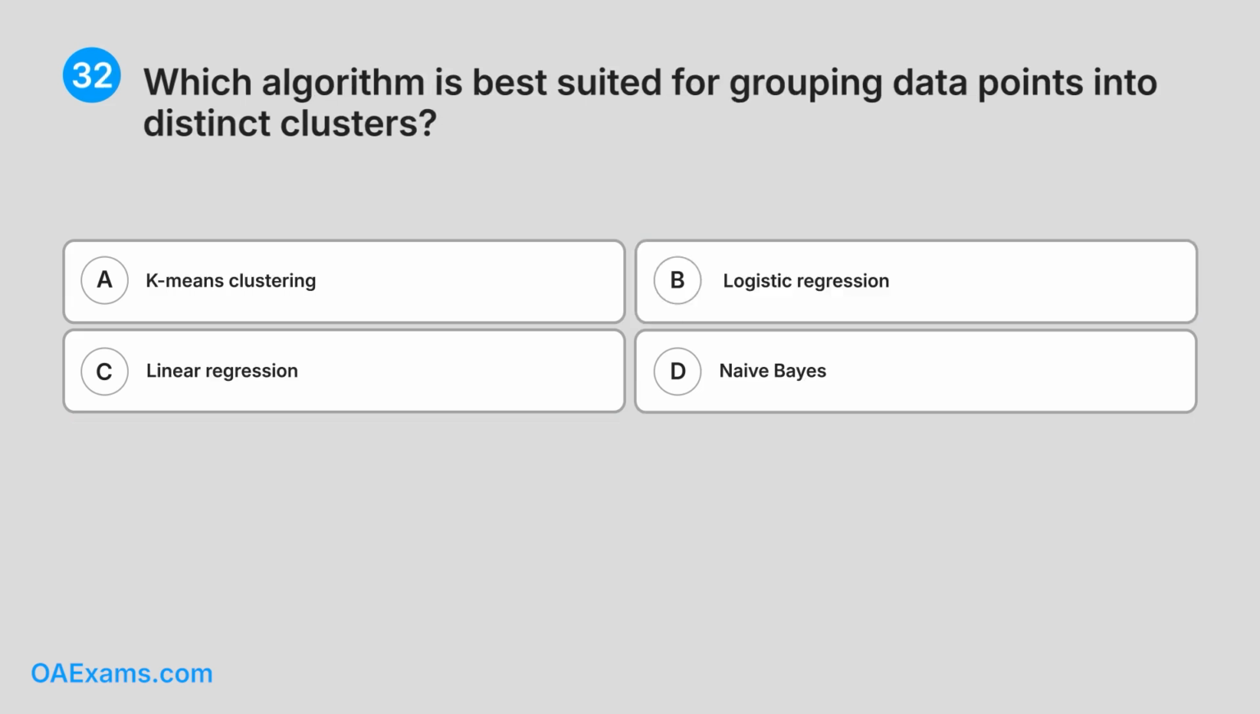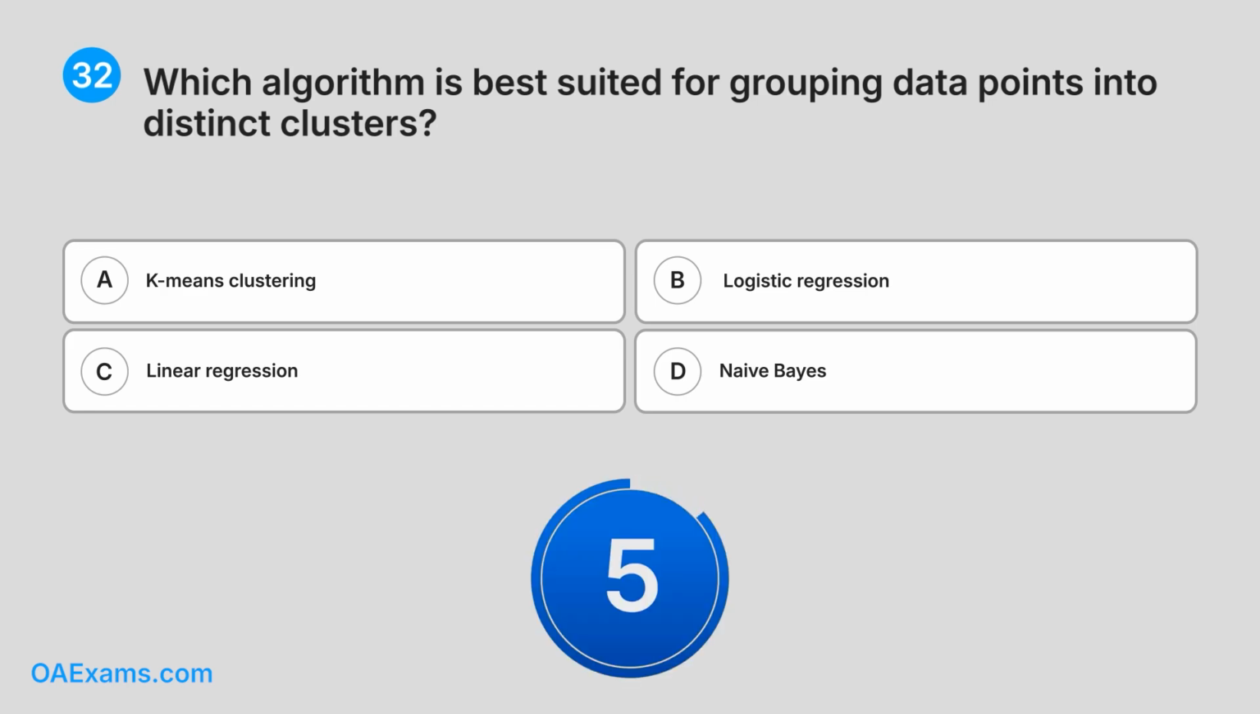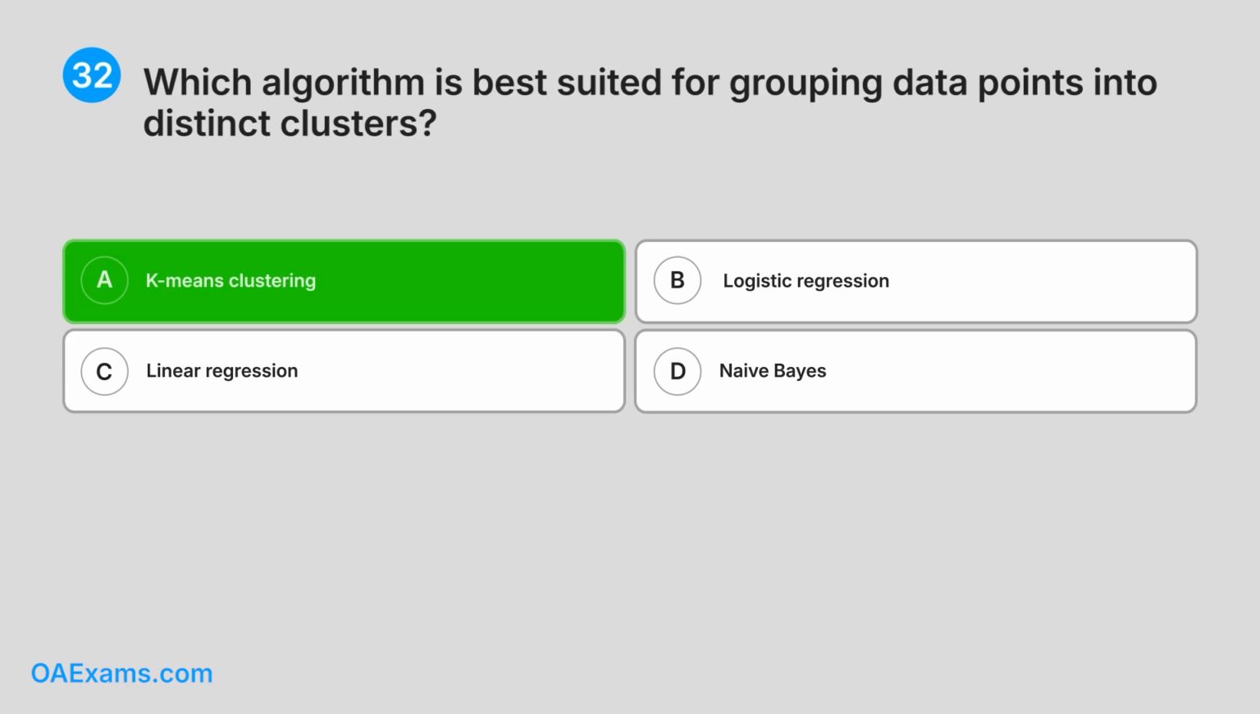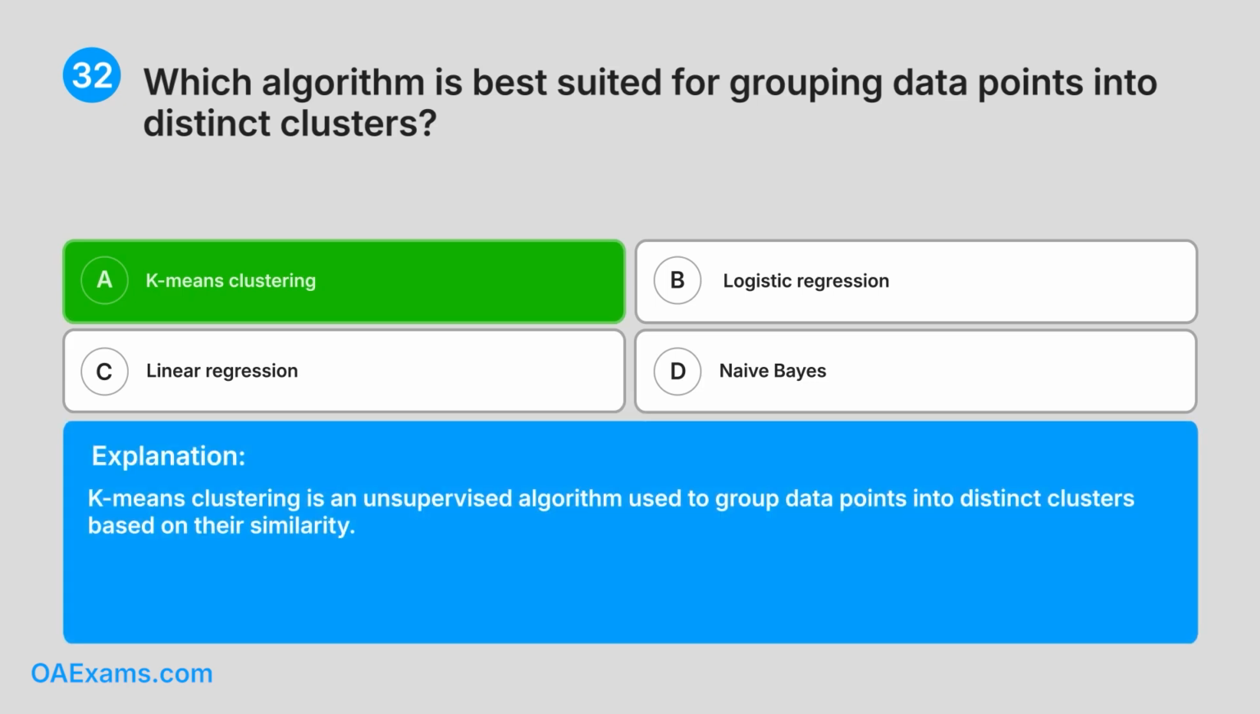32. Which algorithm is best suited for grouping data points into distinct clusters? A. K-means clustering. B. Logistic regression. C. Linear regression. D. Naive Bayes. Can you guess the answer? Correct answer. A. K-means clustering. Explanation. K-means clustering is an unsupervised algorithm used to group data points into distinct clusters based on their similarity.